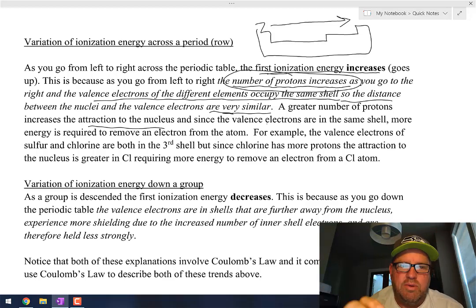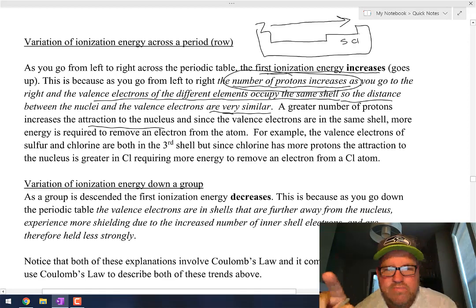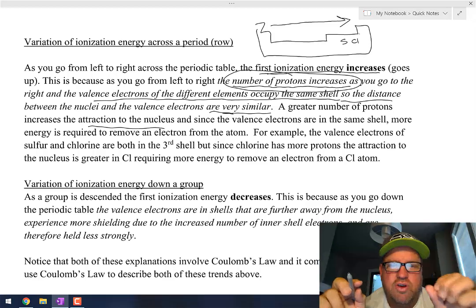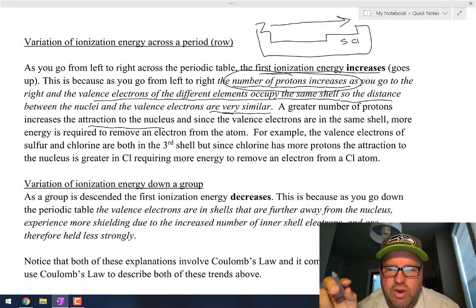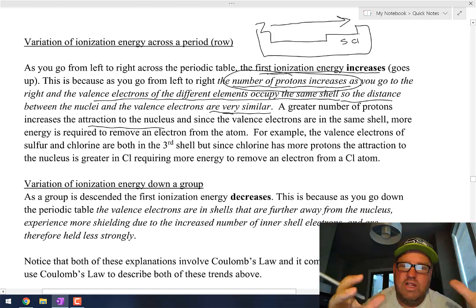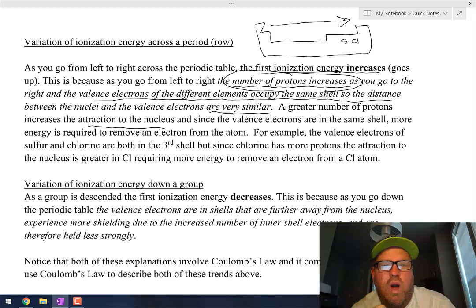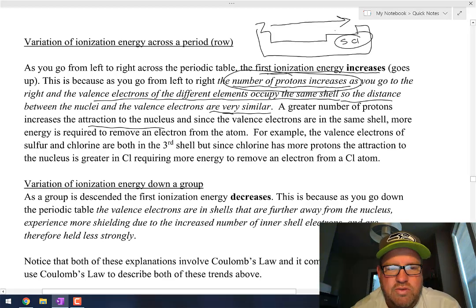For example, look at sulfur, which is right around here on the periodic table, and chlorine right around here. They're in the same period, okay? And so that means that sulfur's valence electrons are in the third shell, the 3s and the 3p subshells, and so is chlorine. But chlorine has more protons. And so since chlorine has more protons, those electrons are more attracted to the nucleus, so you require more energy to take an electron away from chlorine than you do sulfur.